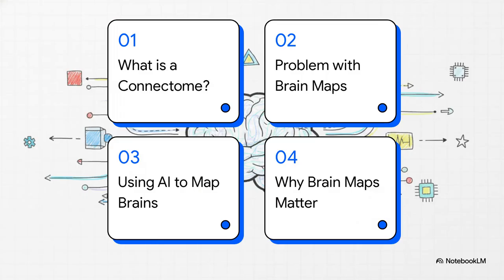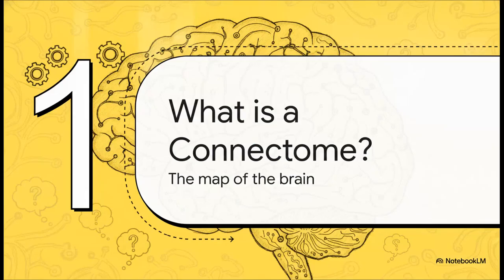We have a clear plan for today. First, we will ask, what is a connectome? Next, we will look at the problem with brain maps. Then, we will see how we use AI to map brains. Finally, we will talk about why brain maps matter. Let us start with part 1.